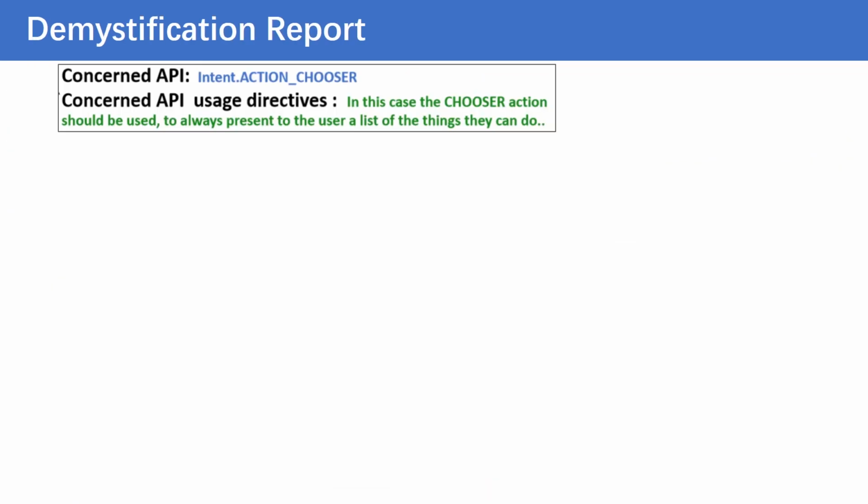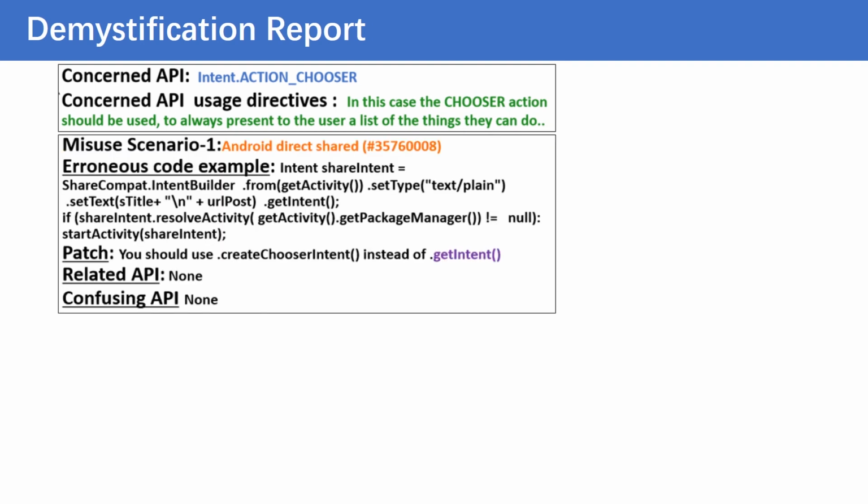Here is an example of our demystification report. For the consumed API and the consumed usage directive sentence, we find two misuse scenarios from Stack Overflow. In the first scenario, the patch is in natural language, and it doesn't have a related API or confusing API. The confusing API refers to the API that only appears in the misuse erroneous code apart from the consumed API.